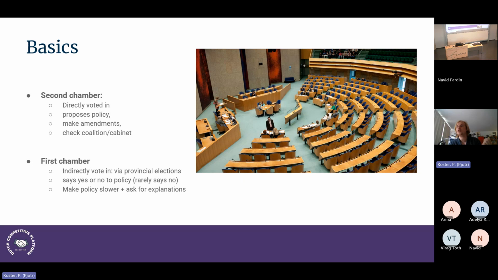Very rarely it says no, and oftentimes it's just because it's against the constitution or it is a very unclear law. What it can do is slow down policy by asking for clarifications and telling people to do more. There can also be potential problems with the way something has been explained, so you need to pass a new amendment or make a change for it to pass through. But oftentimes the first chamber is not that important, so the main focus will be on the second chamber.